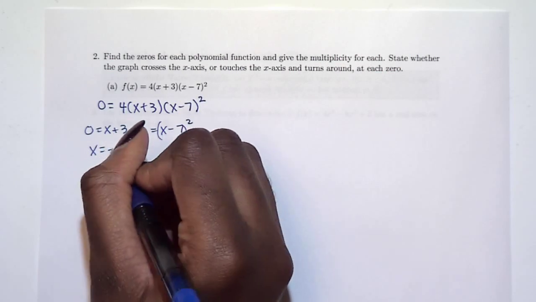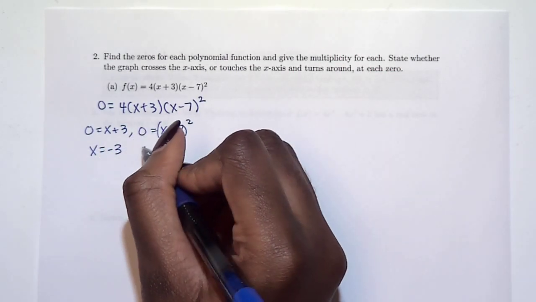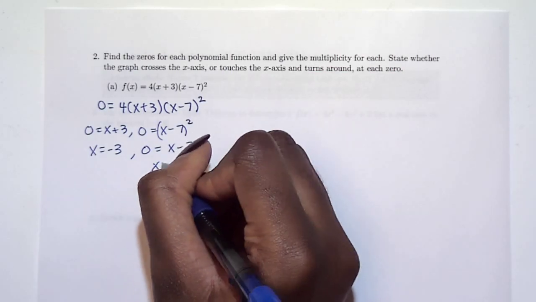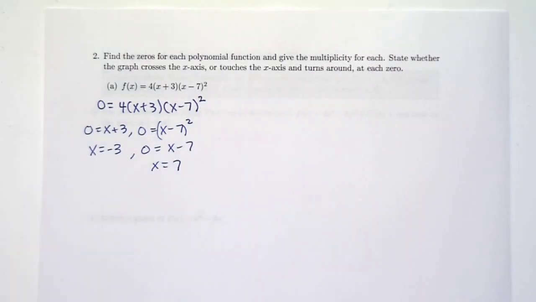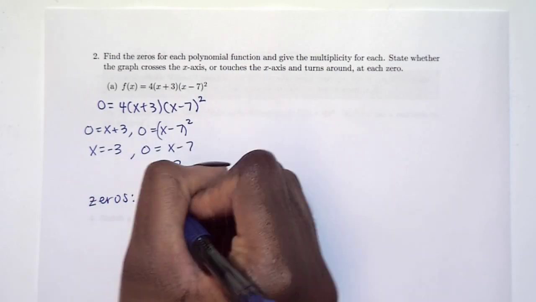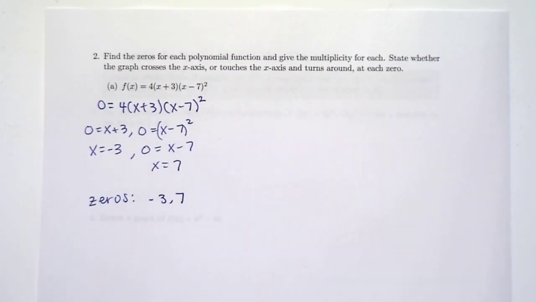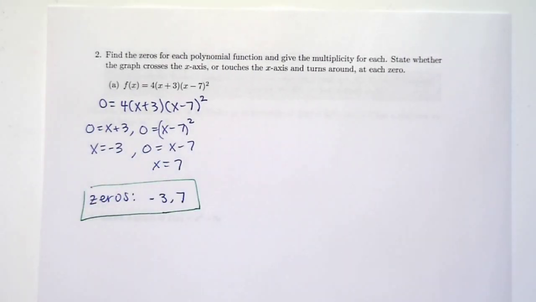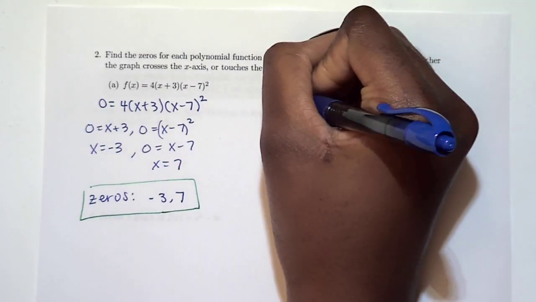Here we get x is negative 3. Here we get x is 7. So these are our two zeros. This is where our graph is 0. Negative 3 and 7. Those are the zeros of our graph. Now let's talk about multiplicity. We need to talk about each 0 separately.